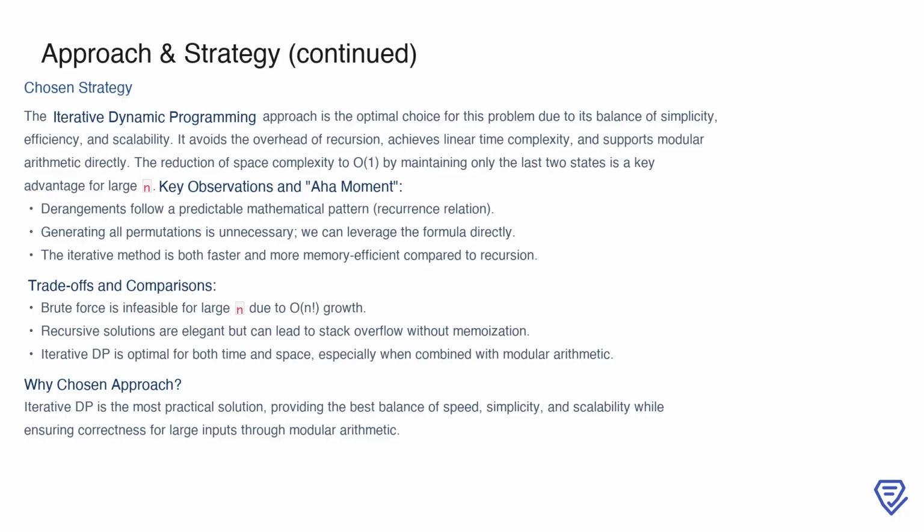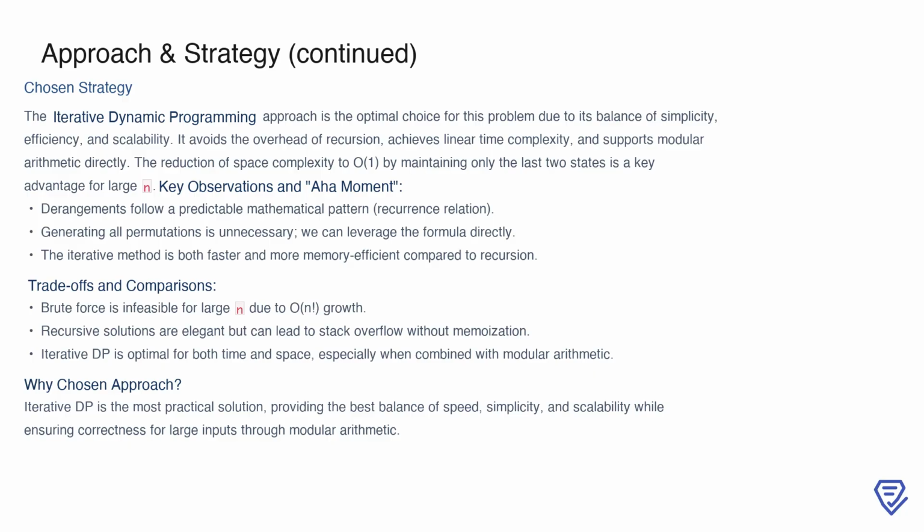Unlike brute force, which is computationally infeasible due to its factorial time complexity, or recursion, which risks stack overflow without careful optimization, iterative DP avoids these pitfalls. It achieves linear time complexity and can be implemented with constant space by keeping only the last two states in memory. This makes it particularly well suited for large N, where reducing both time and space complexity is critical.